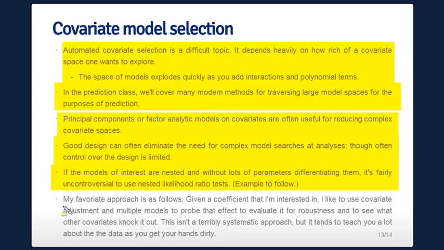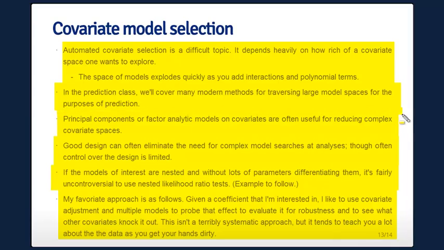My favorite approach is I tend to think in terms of scientific context, and so if I see an effect, a treatment effect or something like that, or an effect due to some important variable, then I like to use my modeling as a way to probe and test the robustness of that effect. Does my treatment effect go away if I include age? Does it go away if I include BMI?